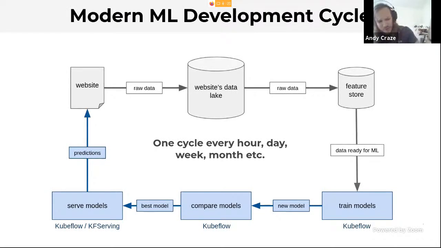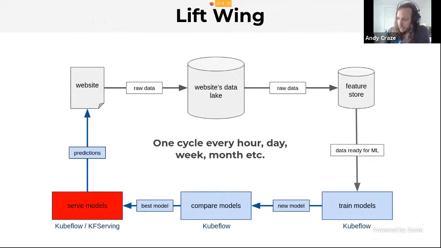But anyways, as I mentioned, we are currently hard at work upgrading our infrastructure here to support the modern machine learning development cycle. At a high level, this is what it looks like. It's a continuous training loop. Basically, we're taking raw data from a website, putting it into our data lake or our data architecture here, and getting it cleaned up for doing machine learning tasks with it. We train models, we compare those models, and then we deploy them and serve them to the world. The component we're working on right now is the serving component: how do we host our models?